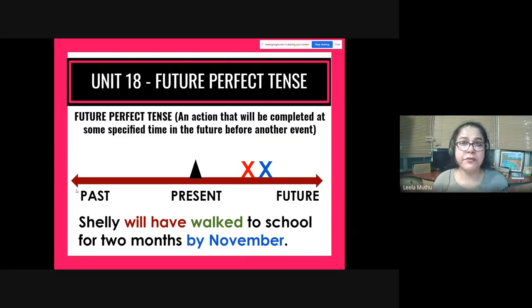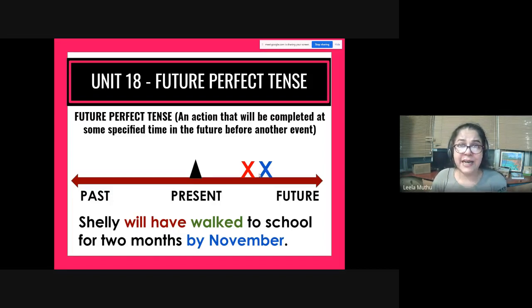Now let's look at the future perfect tense. So an action that will be completed at some specified time in the future. Okay. So an action which is going to happen in the future, and it will stop at a particular, specific time. So let's look at this sentence. Here it shows the action which is completed at this specified time, which is represented by the blue X.